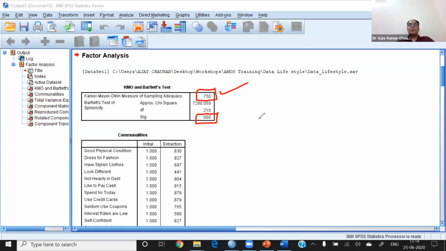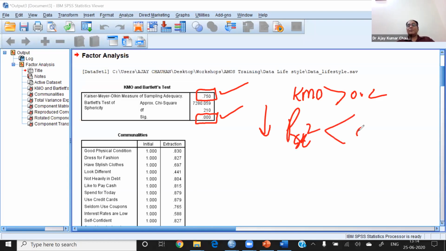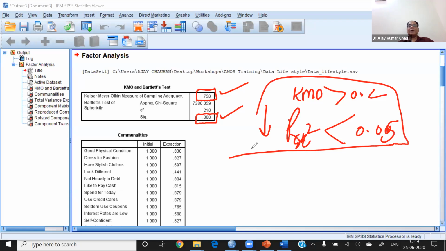इसमें से कोई सा भी वैल्यू हमारी कम आती तो हम आगे नहीं जाते. So KMO value should be greater than 0.7, and the probability value of chi-square should be less than 0.05. So these conditions we have to check in the first table. Okay, so I think it is clear. Now we can go to the next table.